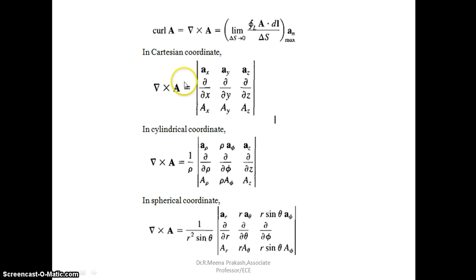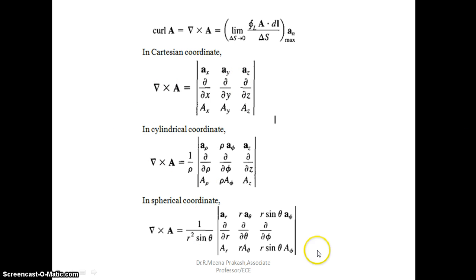When you evaluate this, del cross A equals ax times (∂Az/∂y minus ∂Ay/∂z), minus ay times (∂Az/∂x minus ∂Ax/∂z), plus az times (∂Ay/∂x minus ∂Ax/∂y). So this is how a curl is represented in Cartesian coordinates, simply in determinant form.